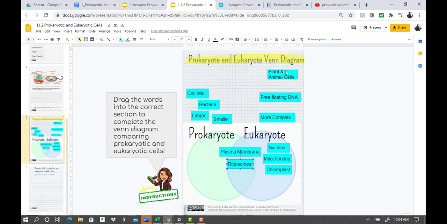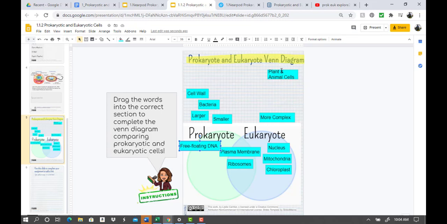Plant and animal cells up here. Actually, let me go to free-floating DNA. So DNA is in our nucleus for eukaryotes. Free-floating DNA would be over here in our prokaryotes. No nucleus, but it's free-floating out in the cytoplasm.